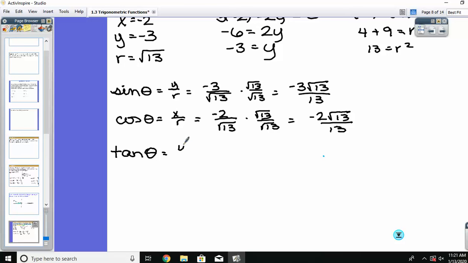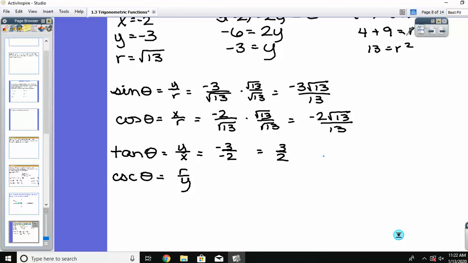Tangent theta, tangent is y over x. So -3 over -2 is a positive 3 halves. Which trig function is the reciprocal of sine? Cosecant. So that's r over y.